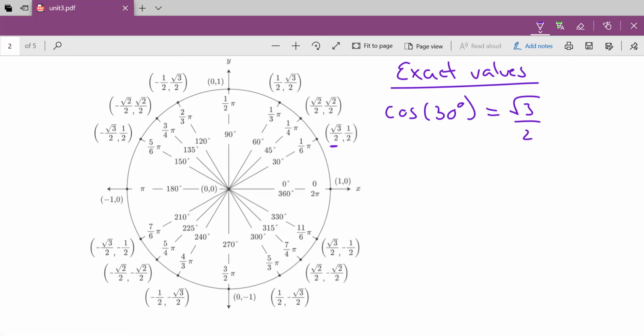What is the exact value of sine 45 degrees? Sine is my y value. So I go to 45 degrees and I look at the y value. Root 2 over 2.